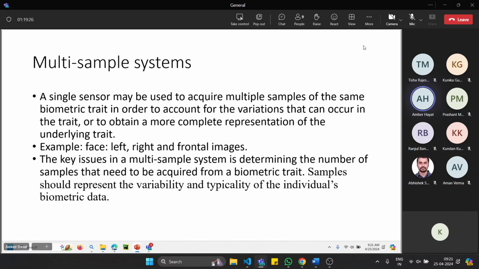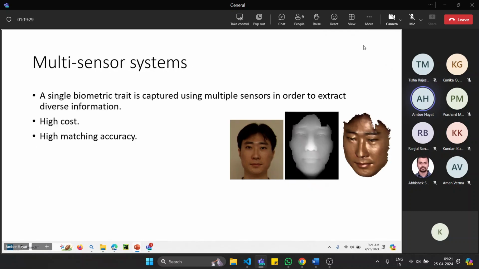Next one is the multi-sensor systems. From the name itself, it's clear that multiple sensors are required to capture the data. Since multiple sensors are required, the cost will be high, and the matching accuracy will also be high because you have different formats of the data. For example, a system can record the two-dimensional face of a person using a CCD, charge coupled device camera, and you can have a 3D image using another sensor. So increasing the sensors, cost will increase, and matching accuracy will also increase.